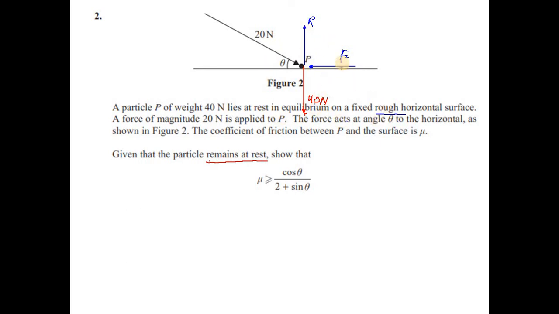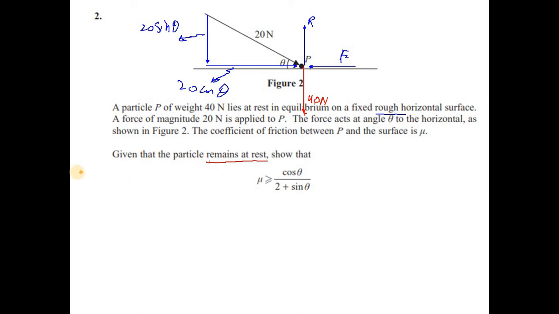So R, 40 and F are acting either vertical or horizontal, so we are okay with these, but 20 Newton is making some angle, and if any force makes some angle, the first point is we need to find the vertical and horizontal components of that force. So we need to resolve 20 Newton into its components. So we have a horizontal component and the vertical component. Clearly this is the opposite component, that means this is 20 sine theta, and this is 20 cos theta.